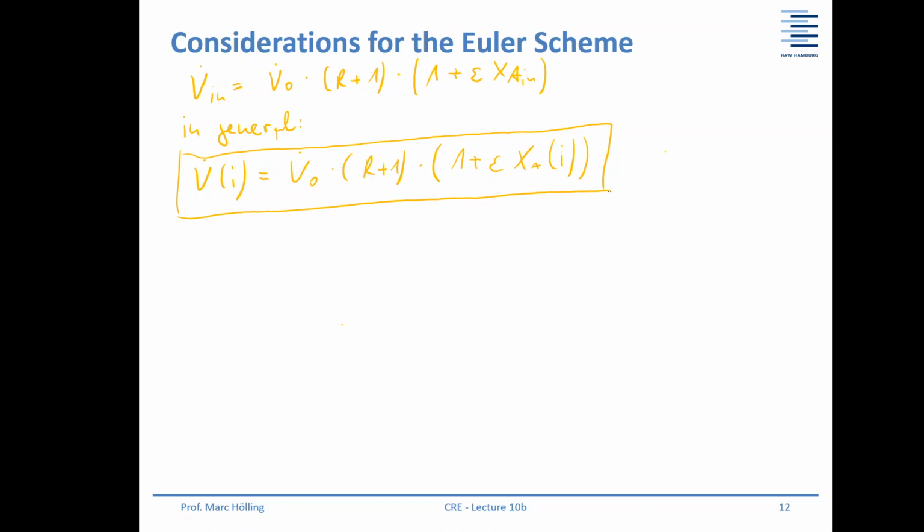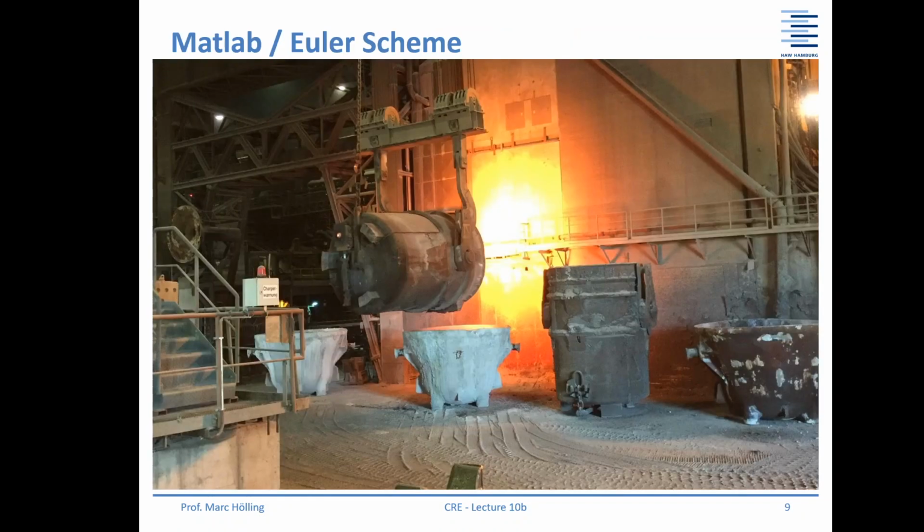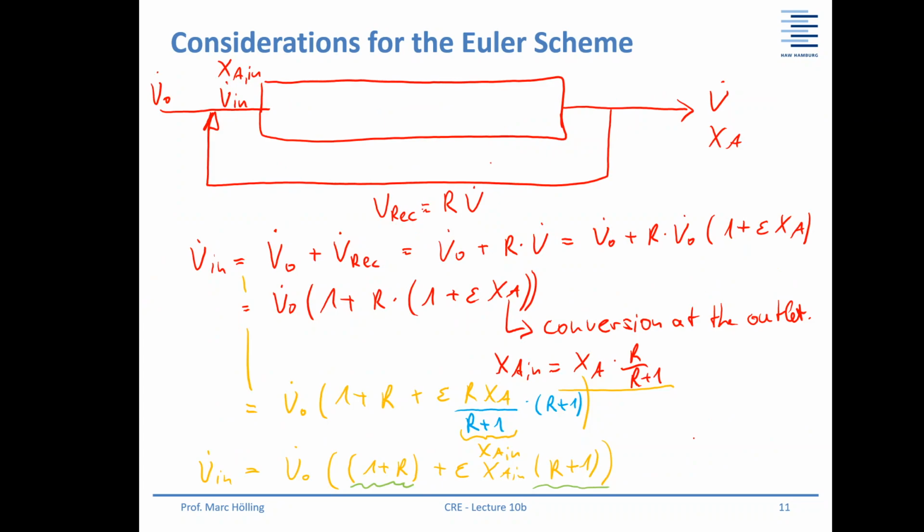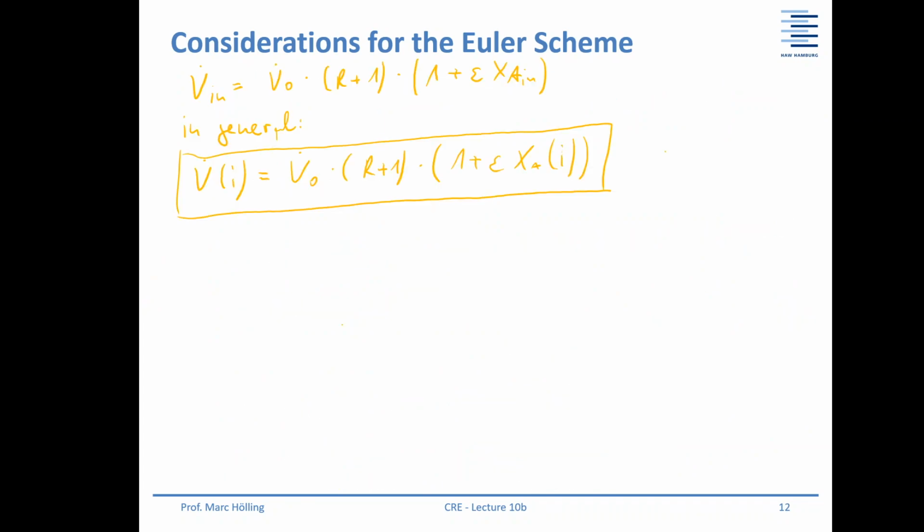Okay, and this is basically what I have here. This is slide 12. So this is the initial volume flow times R plus 1 times 1 plus epsilon XI. And XI is the conversion at any position inside, or at the position I inside the reactor. So this is the term that we have here.